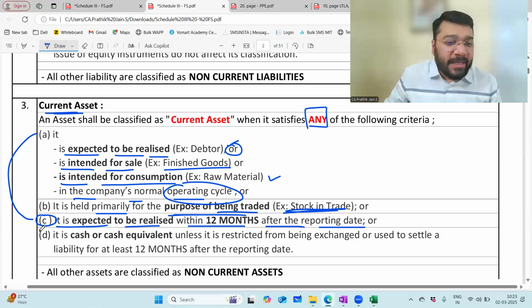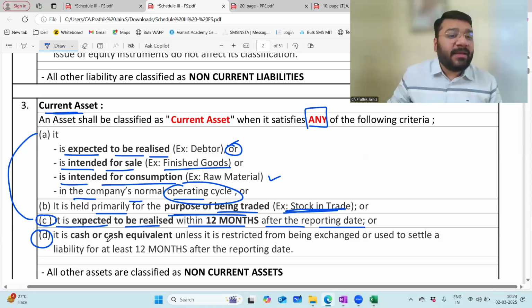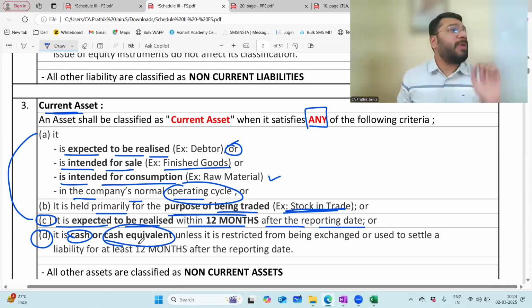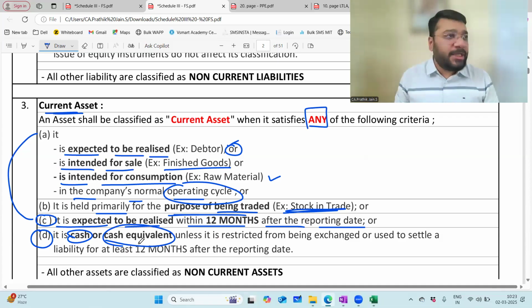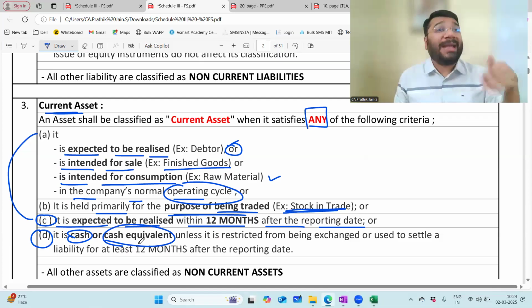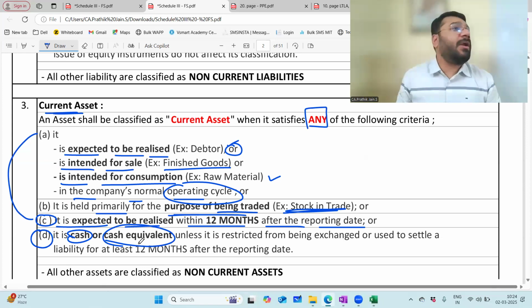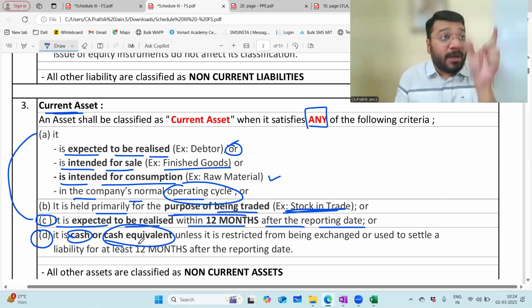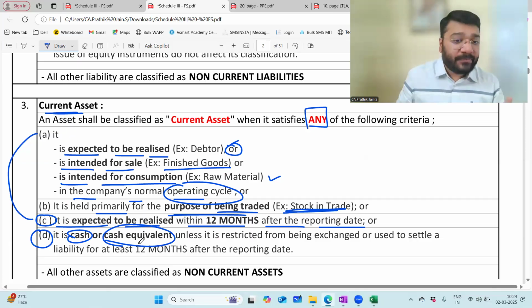No. Point number D. An asset shall be classified as current asset if it is in the nature of cash or equivalent to cash. What is the meaning of cash and cash equivalent? We'll understand this twice. Once today, when I do non-current asset and current asset, I'll explain what all items come under cash and cash equivalent. One more time we will understand in Accounting Standard 3 revised, which is cash flow statement. There we'll again understand the meaning of cash and cash equivalent, which is only relevant for cash flow statement. What we are discussing today is the information given in the format of the balance sheet. That is what we have to focus on in today's session.